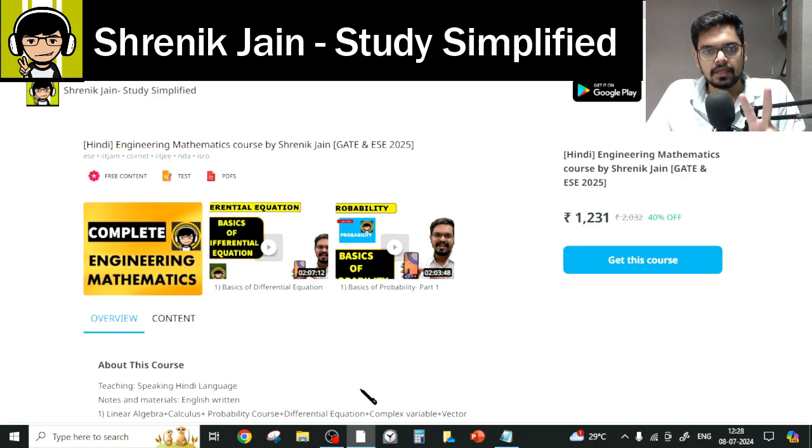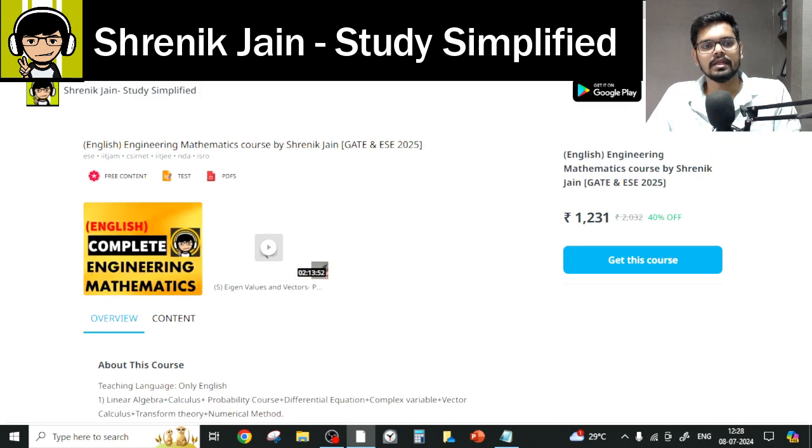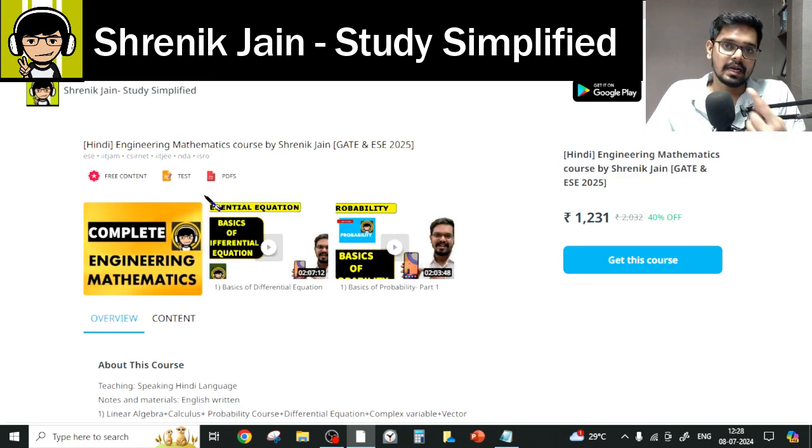First of all, on the Shrenik Jain Study Simplified app, you will get two courses. One course is in Hindi, the other is in English. Content remains the same. The difference is about the speaking style. In English, everything would be taught in English. The slides are in English. But in Hindi, the slides are in English.